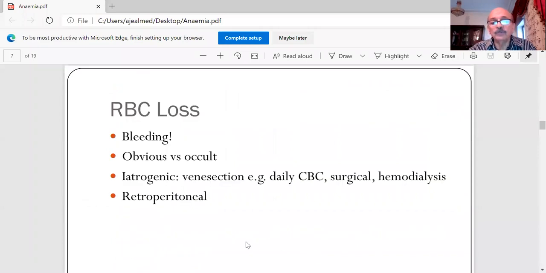Red blood loss, we mentioned this, bleeding. Bleeding may be obvious. Say, following an accident, there is an injury and the patient is bleeding. This is obvious, but often the bleeding may be occult. And occult bleeding is more important to recognize and treat. And I'll give you examples of this.